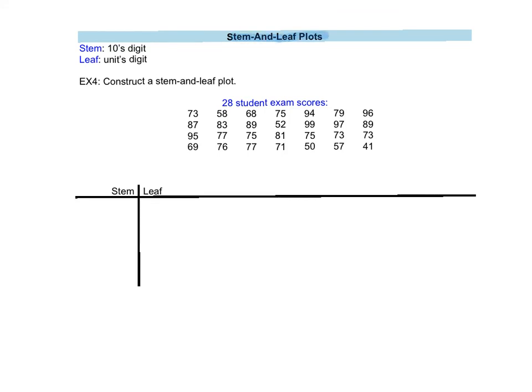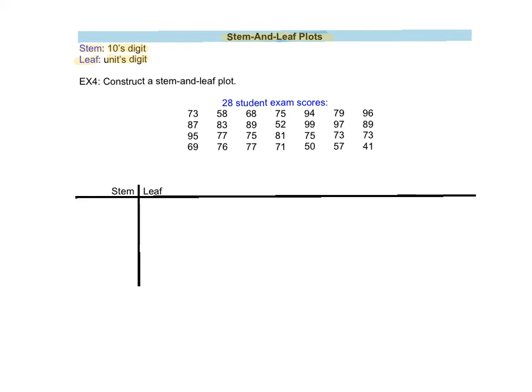So when we look at our stem and leaf plot, it's a way to organize numerical data in a table format that also has sort of a picture quality to it. Our stems are going to be the tens digits, and our stem and leaf plot we typically use for 2-digit data values. The leaf will be the unit digit, or the ones digit. We're going to construct a stem and leaf plot for these 28 student exam scores.